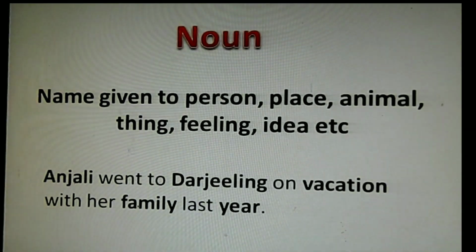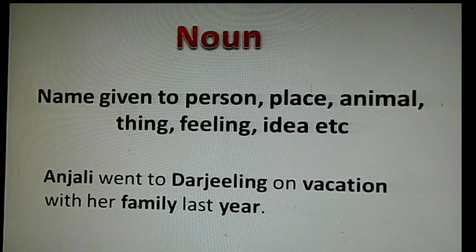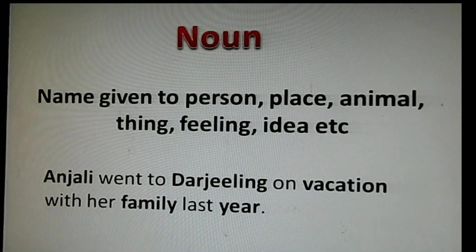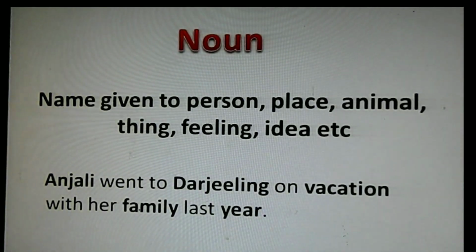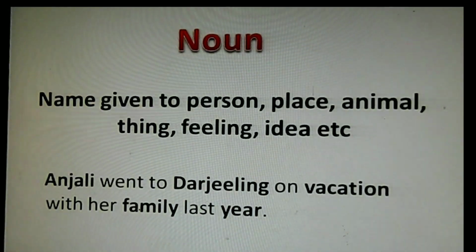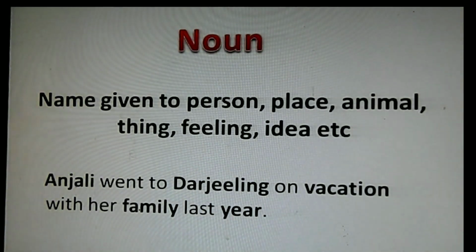Now the words which are written in bold letters, highlighted words, they are nouns. Anjali is the name of a girl, name of a person. Darjeeling is the name of a place, a beautiful place. Vacation is a kind of trip. And all of you know family. Family is a group of people who are closely related to one another. And year, that is 365 days. So all these words are nouns. Nouns also can be animals, things, feelings like love, anger, etc.